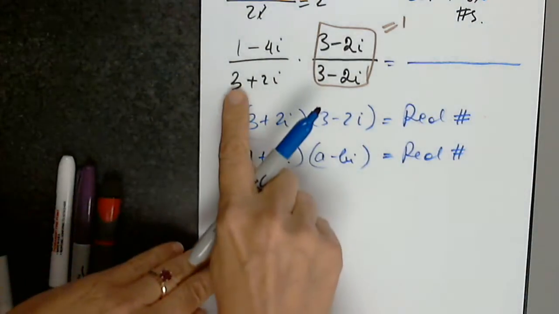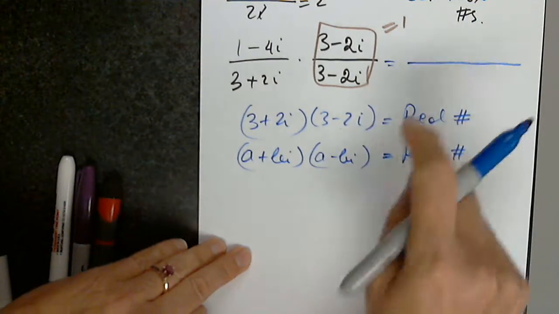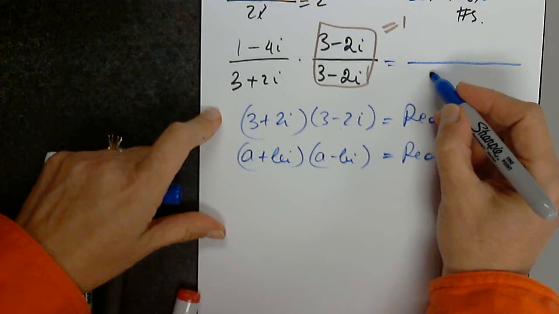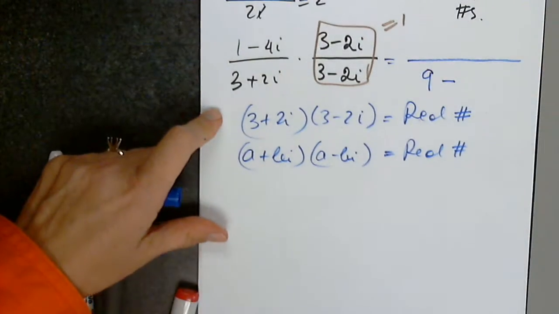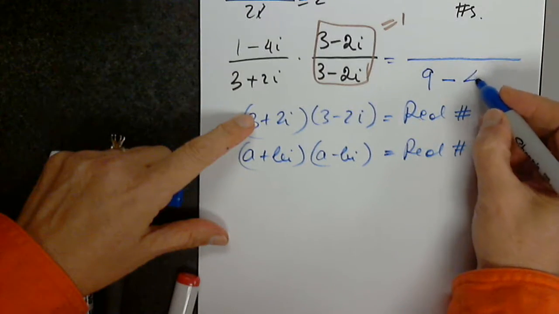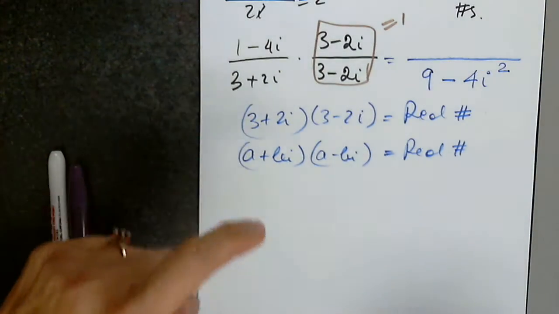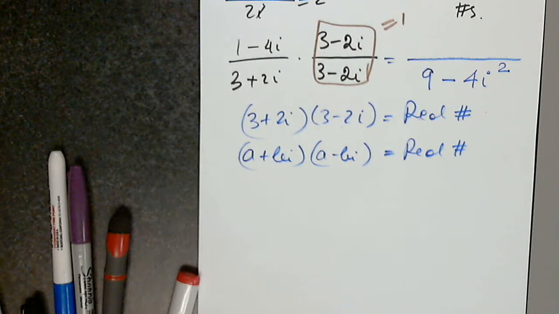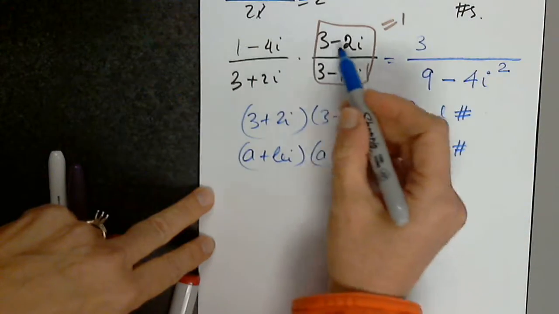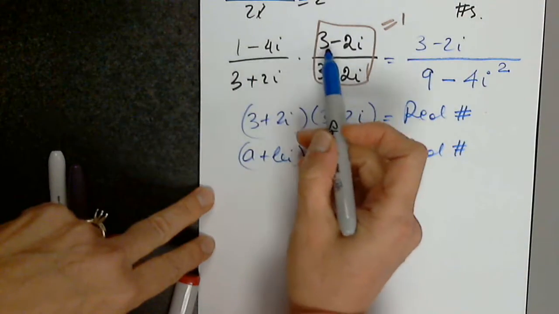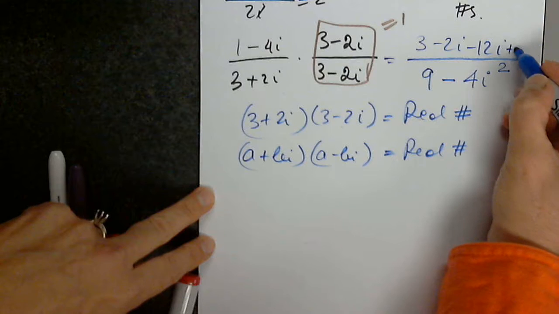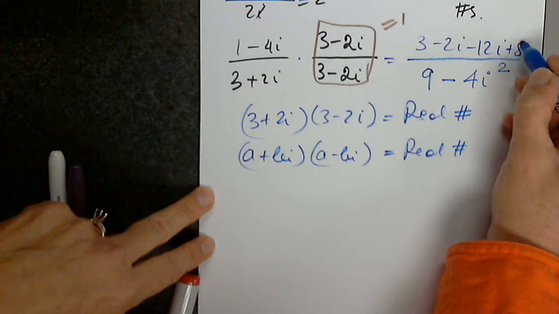So now the denominator, a plus b times a minus b, what do I get? A squared, 9, minus, it's a difference of squares, b squared. How much is b squared? 4i squared. Very important: 2i squared is 4i squared. Now the numerator has to be distributed. I have no choice. 1 times 3, 1 times negative 2i, negative 4i times 3, and negative 4i times negative 2i is positive 8.